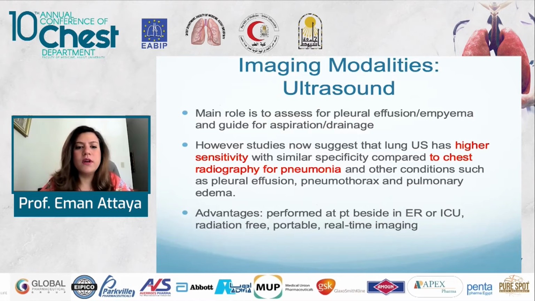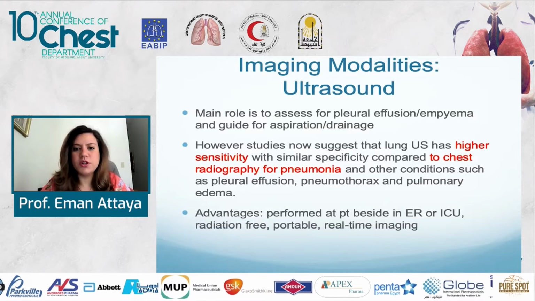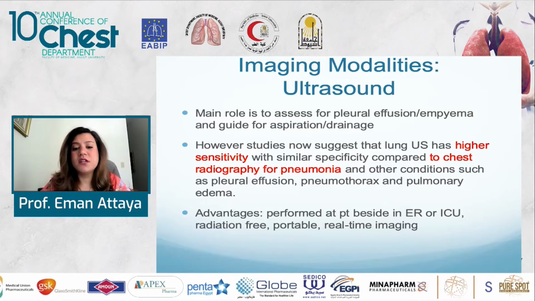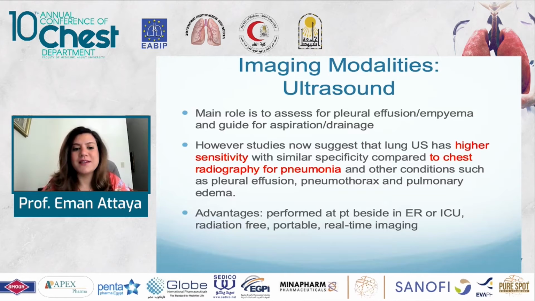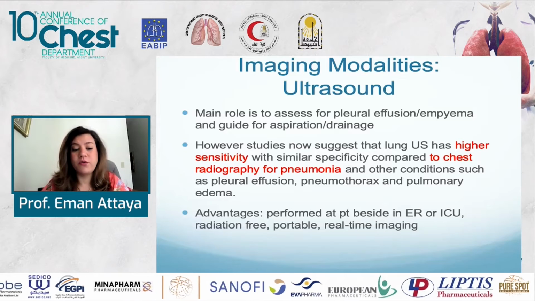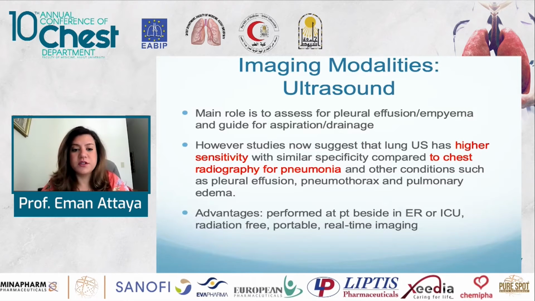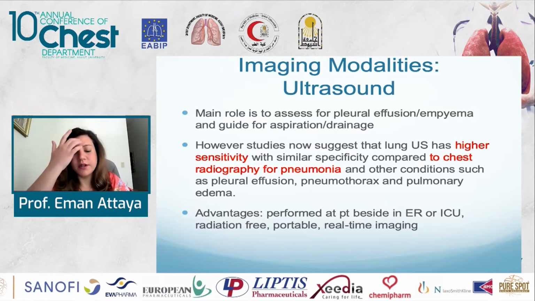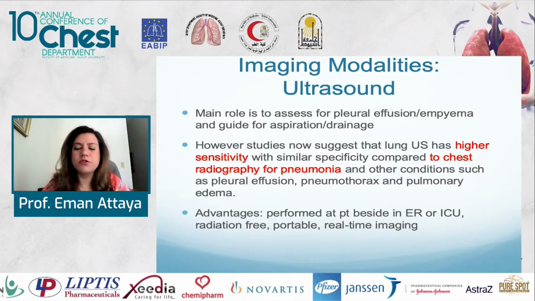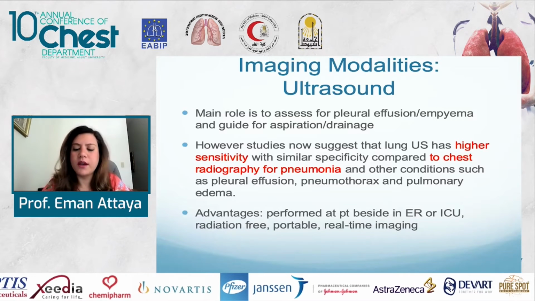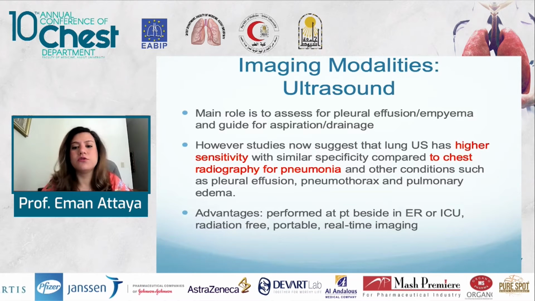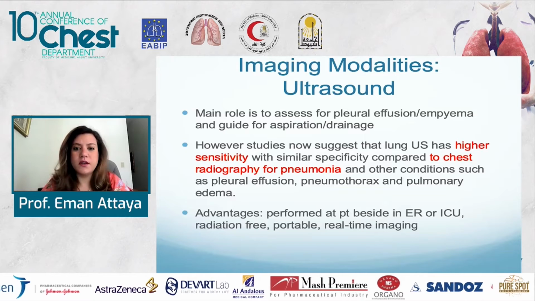Ultrasound. The main role of ultrasound is to assess for pleural effusion and empyema and to guide for aspiration and drainage. However, a lot of studies are now showing that lung ultrasound has a higher sensitivity with a similar specificity compared to chest radiography for pneumonia and for other conditions such as pleural effusion, pneumothorax, and pulmonary edema. As radiologists, we don't normally use lung ultrasound to evaluate the lung parenchyma, but I know that other clinicians who cover the ICU are using ultrasound to diagnose certain entities.